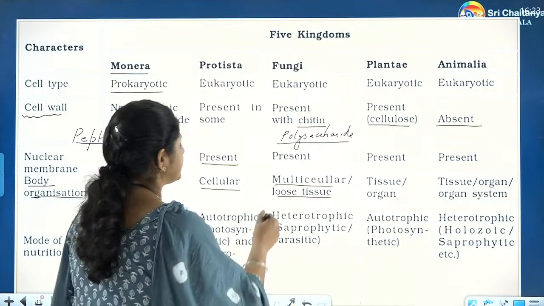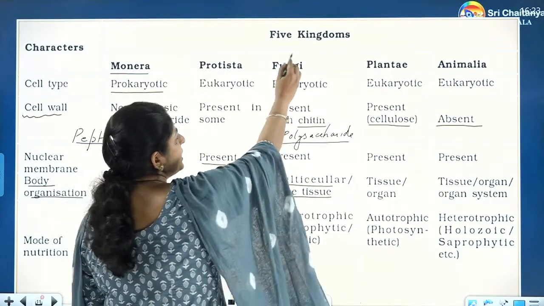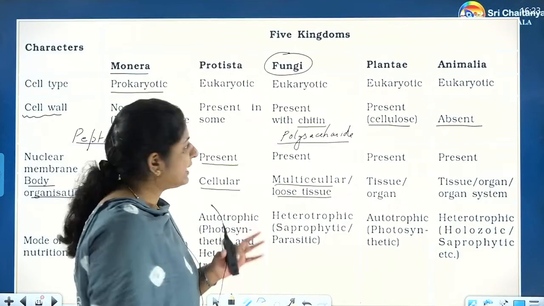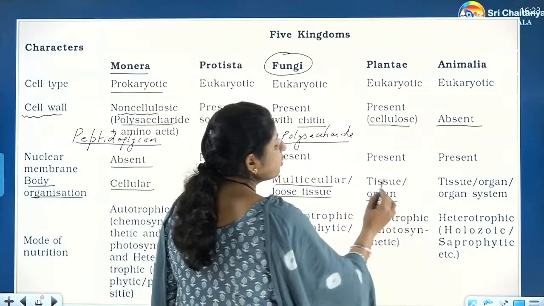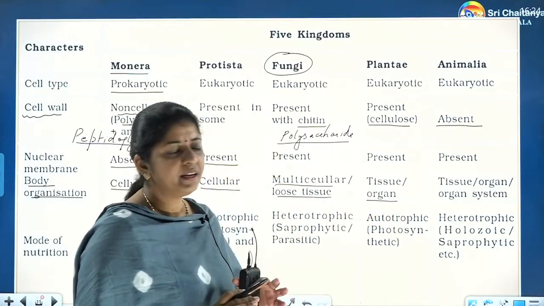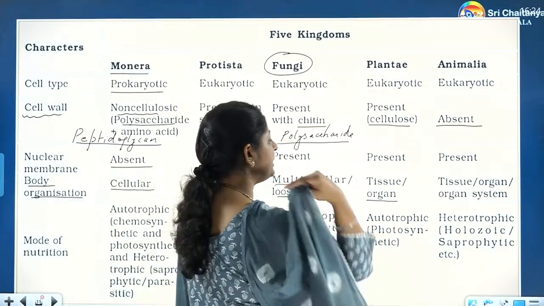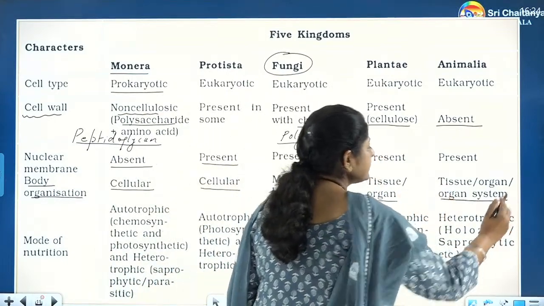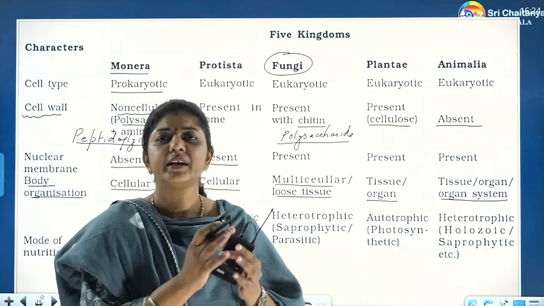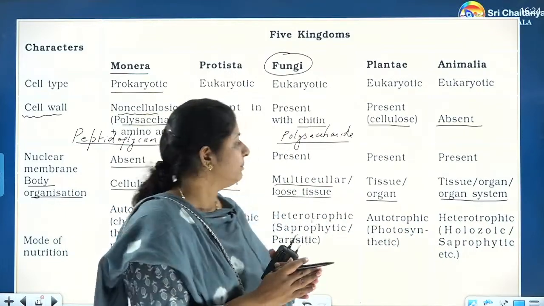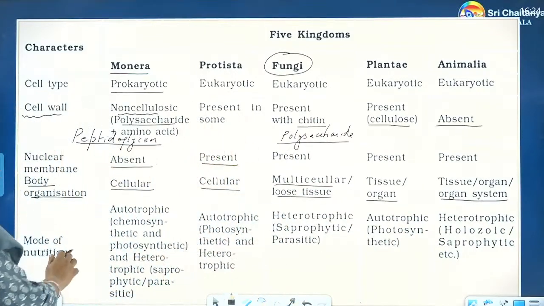That's why you call it a loose tissue in the case of the fungi. Then after this, Plantae will go up to only the organ level, right? Then after this, for Animalia, it will go up to the organ system level, creating what thing? Organism. Clear? Now coming to the last mode of nutrition.